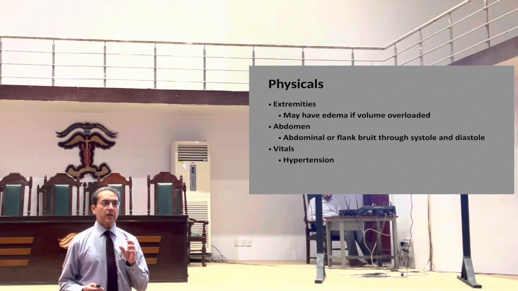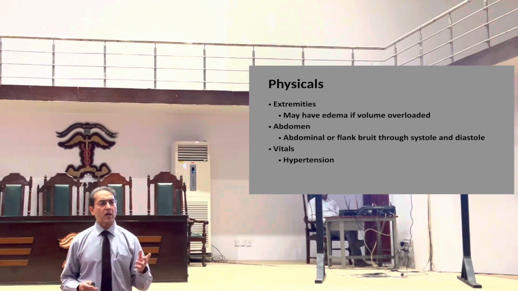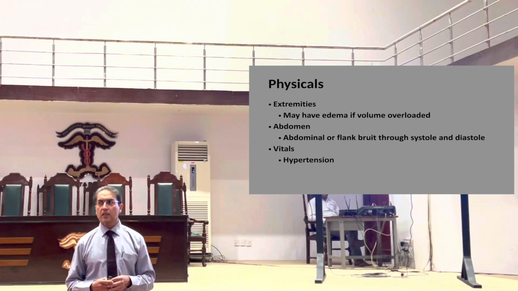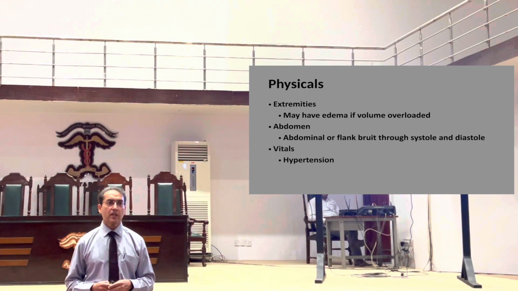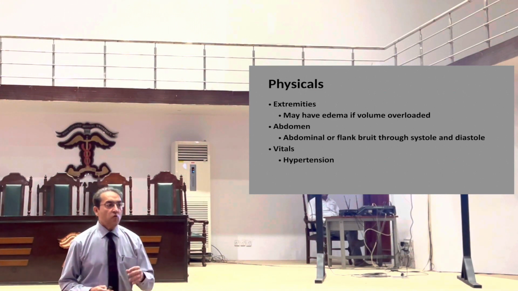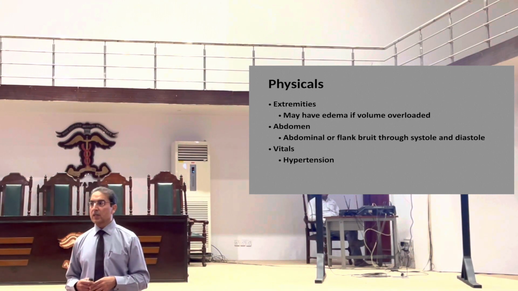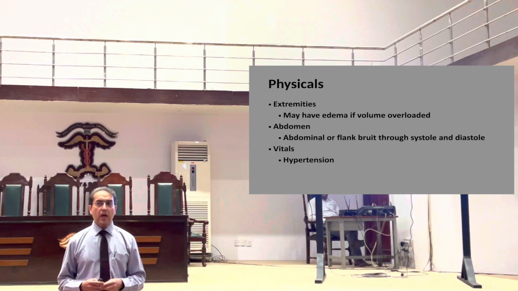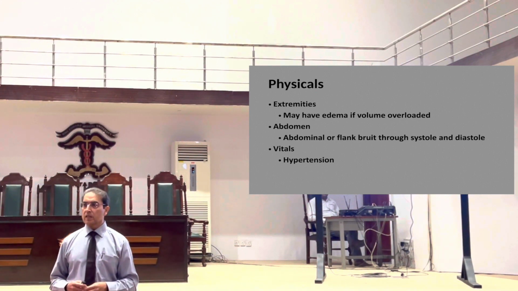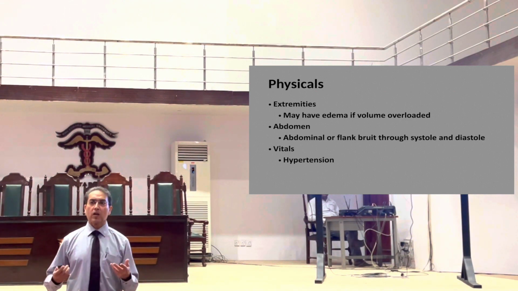Where do you hear the renal artery bruit? Where is the renal artery? What is the level of origin of the renal artery? Where is the renal hilum? It is in the transpyloric plane. Where is the transpyloric plane? It goes through L1. Now, how can you locate the transpyloric plane on the body?